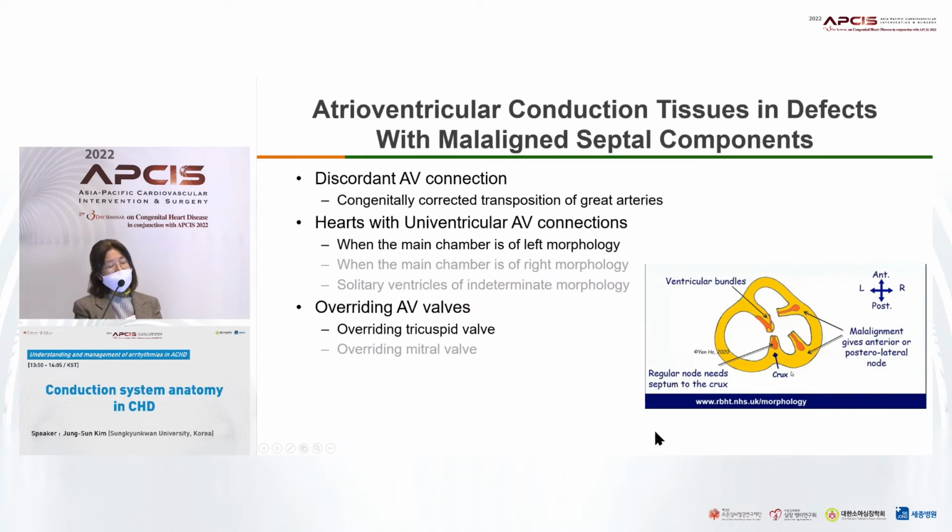Next is congenital heart disease with malalignment of atrial and ventricular septum. The diagram shows where the ventricular septum is attached to the atrioventricular junction. When the septum goes to the crux, like a normal heart, then we anticipate a regular node in the normal position. But if the ventricular septum is deviated like this, then the AV conduction tissue is positioned abnormally.